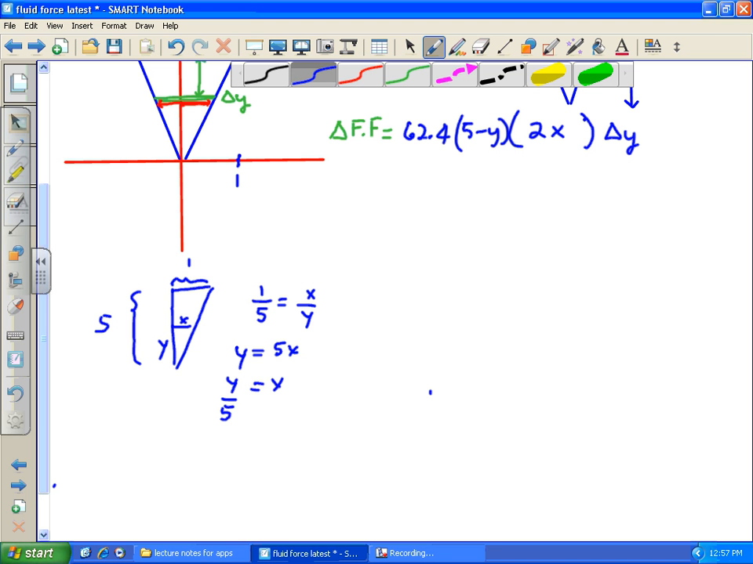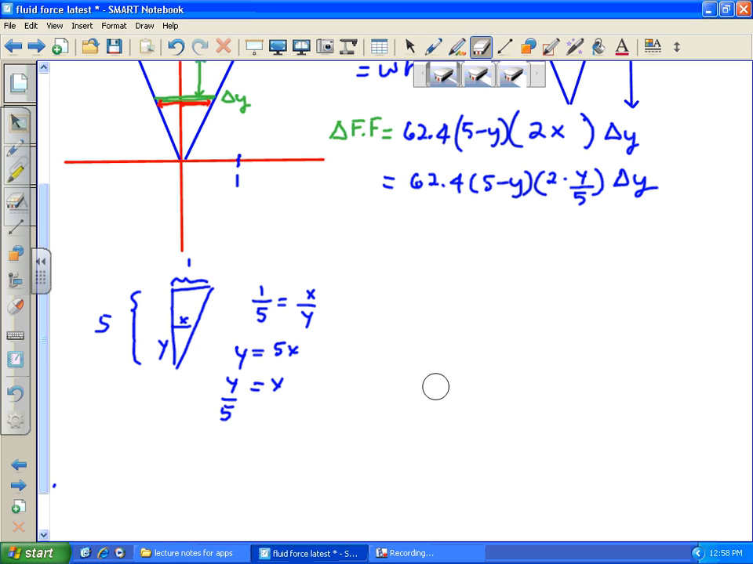So now I can go back up here and replace my x. 2 times x, instead of x, I'm going to write y over 5. So now everything looks good. And what is it that I need to do to find total fluid force? Integrate this quantity. This was the fluid force on one rectangle, one thin horizontal rectangle. We're going to find the fluid force in the entire figure by integrating.